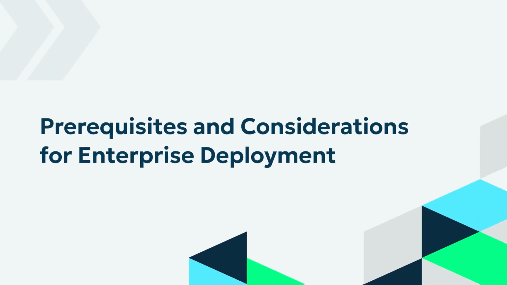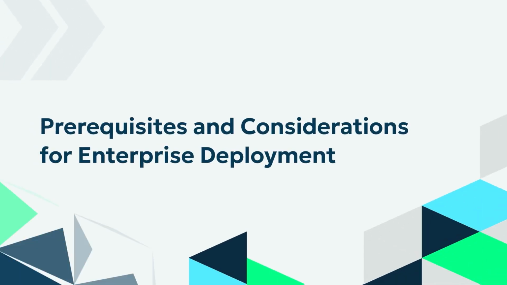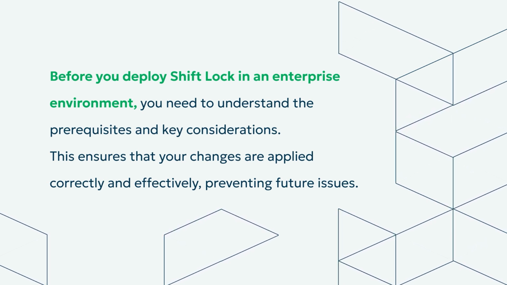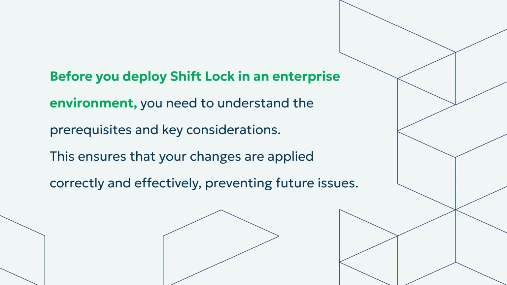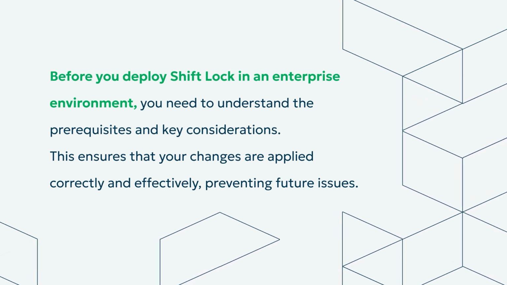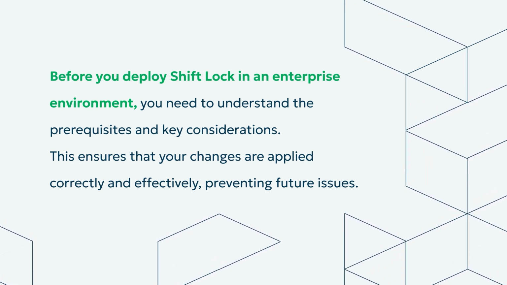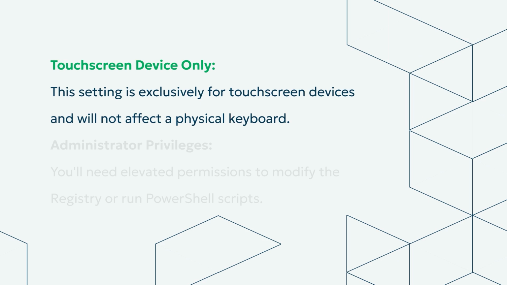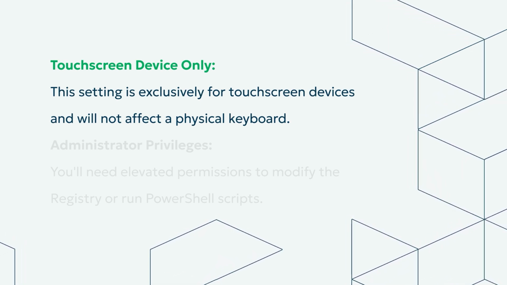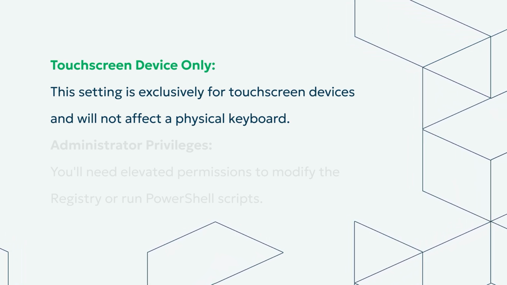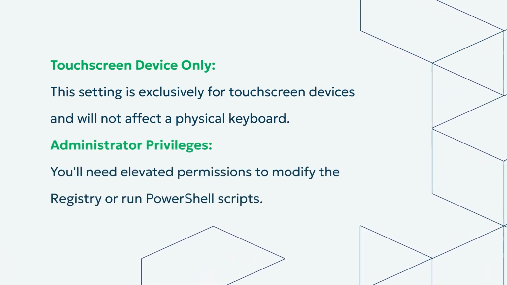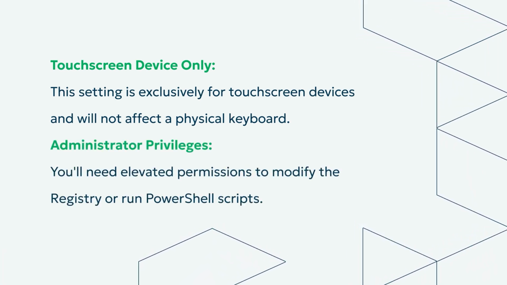Prerequisites and considerations for enterprise deployment. Before you deploy Shift Lock in an enterprise environment, you need to understand the prerequisites and key considerations. This ensures that your changes are applied correctly and effectively, preventing future issues. Touchscreen device only. This setting is exclusively for touchscreen devices and will not affect a physical keyboard. Administrator privileges. You'll need elevated permissions to modify the registry or run PowerShell scripts.